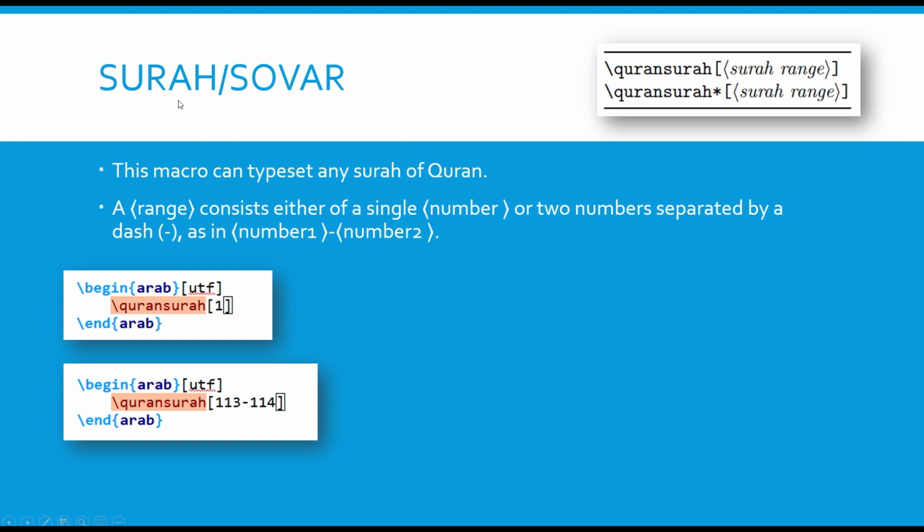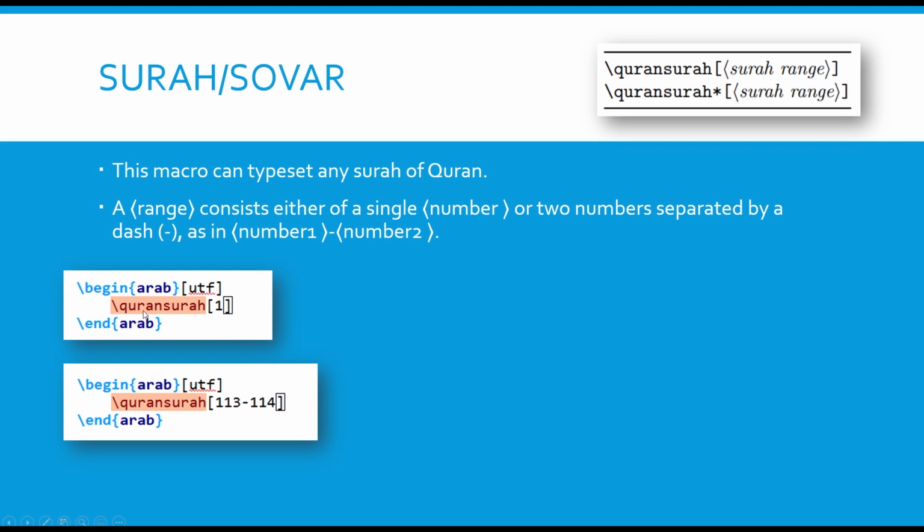The first macro is surah. The macro command is \quran{surah} that takes the surah range as an argument. This macro can typeset any surah of the Quran. A range consists either of a single number or two numbers separated by a dash, as in number 1 dash number 2. To write the Arabic, it must be in the arab environment.